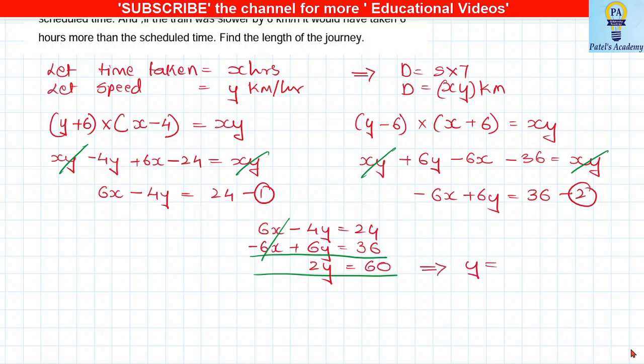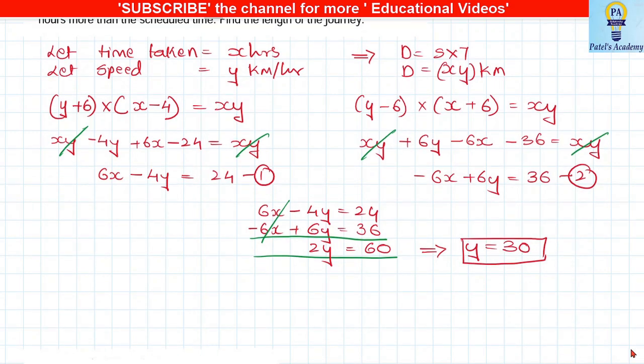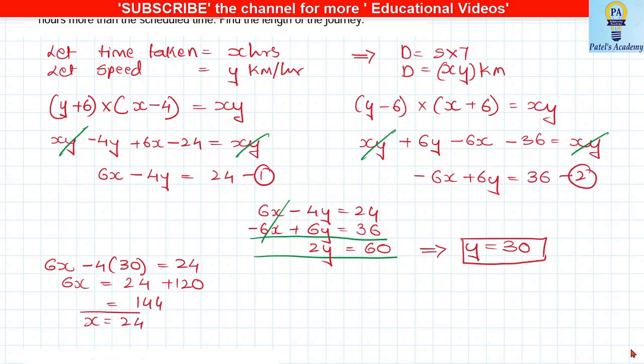When I shift, I get y equal to 30. What is y? This is nothing but the speed, 30 kilometers per hour. Okay, now what to do? We'll just substitute the value of y in any of the equations. Okay, let us take the first one. 6x minus 4y, y is 30, equals 24. 6x equals 24 plus 120, so that is 144. So x equals 24. Okay. After dividing by 6, we got x equals 24.